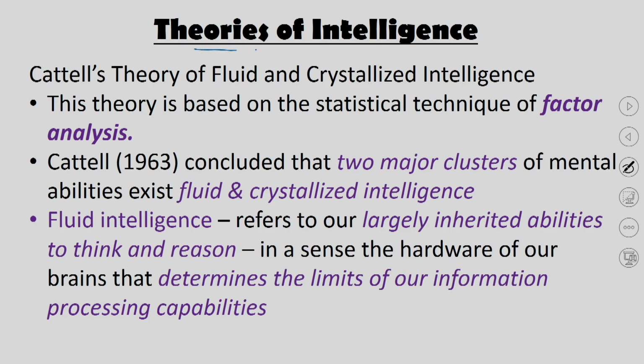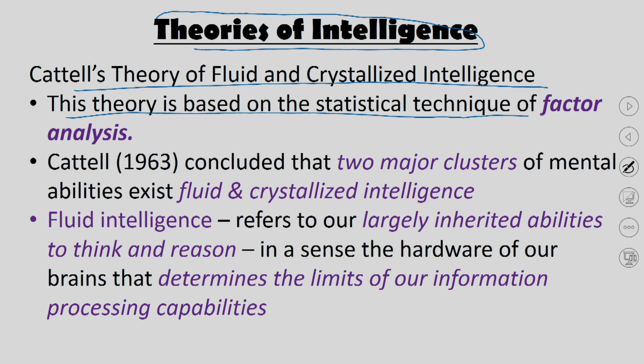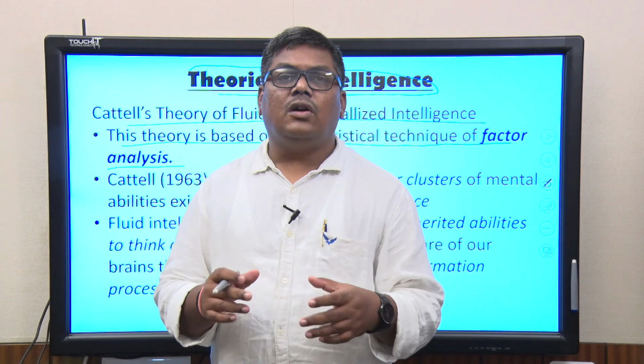The fourth kind of theory is called Cattell's theory of fluid and crystallized intelligence, and this is a very simple theory. This theory is based on the statistical technique of factor analysis. So, let us first see what factor analysis is, very simply. In factor analysis, a lot of data is there. So, a lot of data is pulled together, and meaning is interpreted out of that data. So, how do we do that?